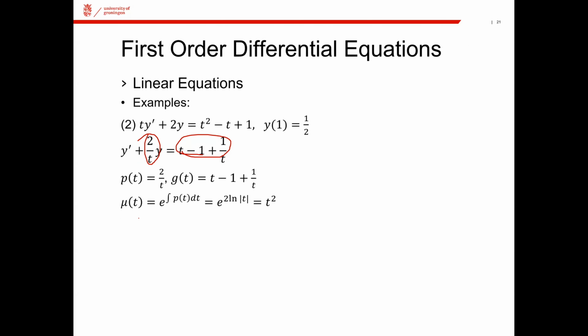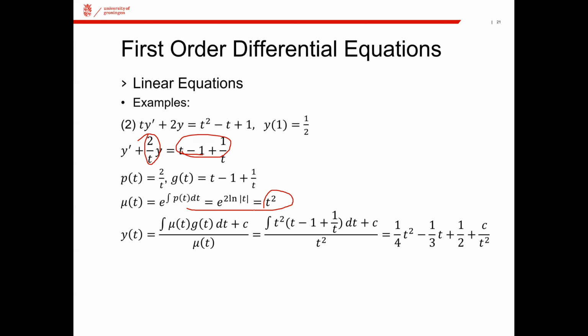So the mu t is e to the power of the integration of p. So it is t squared in the end. Well, I assume you all know how to solve the integration, so I will skip explaining it. And then for y we still apply the formula. And then in the end, we have the solution here. That is the general solution.